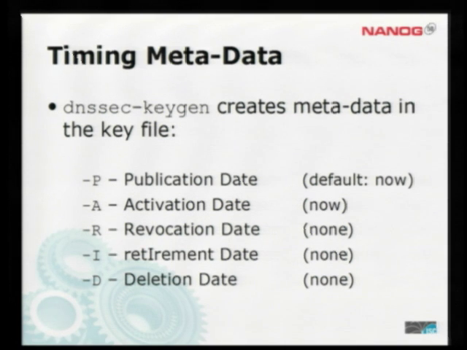Revocation date, again, an RFC 5011 thing where you want to keep the key in the zone, but say, I don't really want anybody to use this anymore. You need to be able to reference it, but I don't really want you to use it. Retirement date. When is that going to be removed as a signing key, but left in the zone? And then finally, the deletion date. When is it actually going to completely be removed?